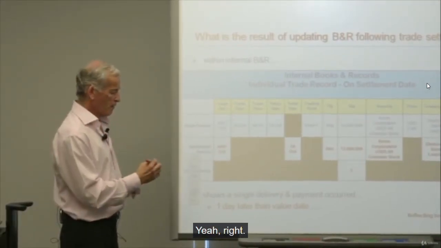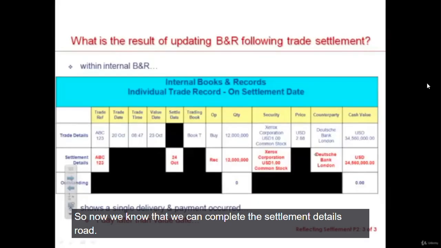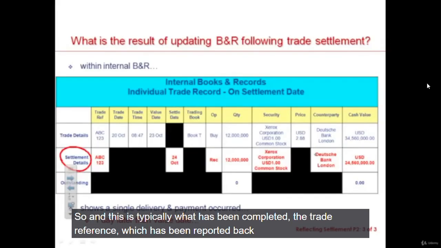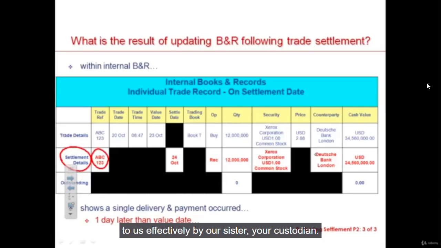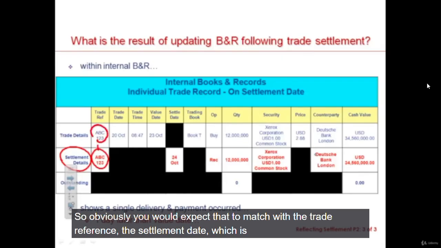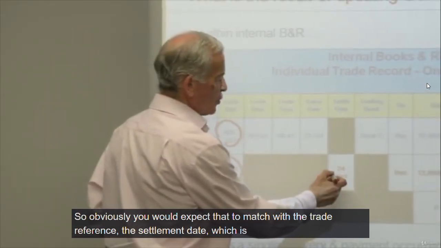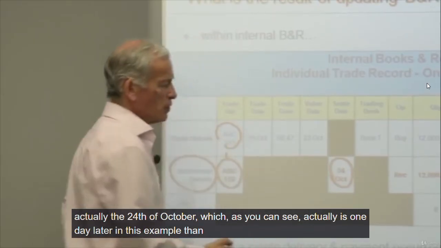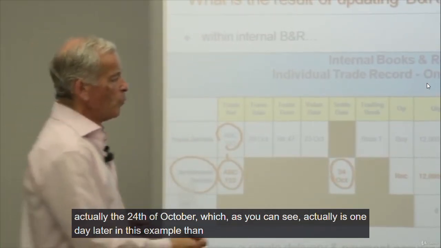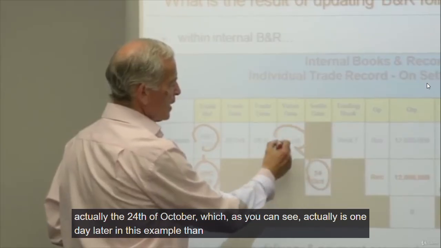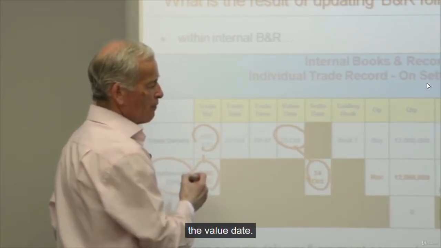Right, so now we know that we can complete the settlement details row, and this is typically what's completed. The trade reference, which has been reported back to us effectively by our CSD or custodian, so obviously you would expect that to match the trade reference. The settlement date, which is actually the 24th of October, which, as you can see, is 1 day later in this example than the value date.